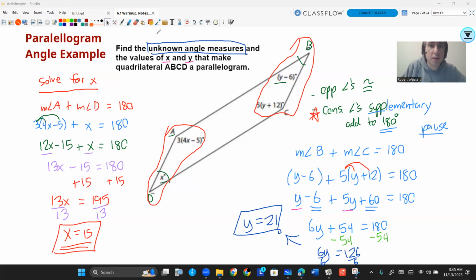Well, that would be, what is the measure of angle A? What is the measure of angle B? And so forth. Well, that's what you're going to get by plugging in. So we're going to go through and plug all the variables in to get the angles.